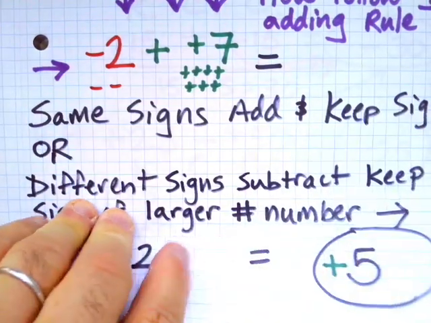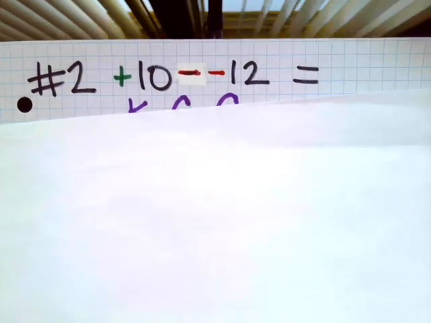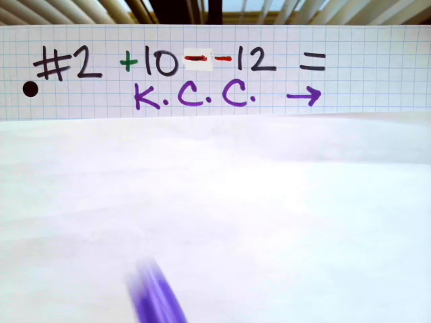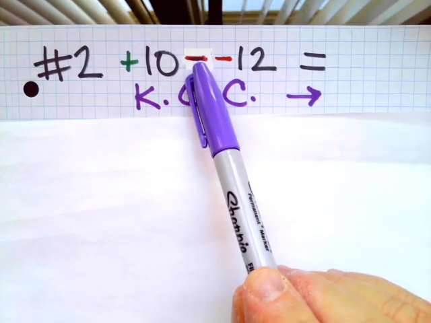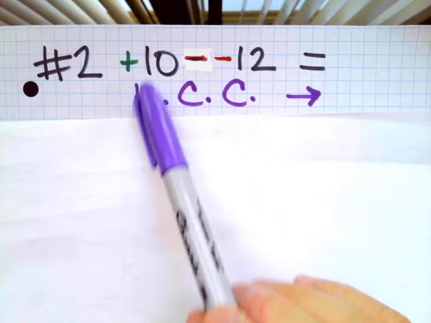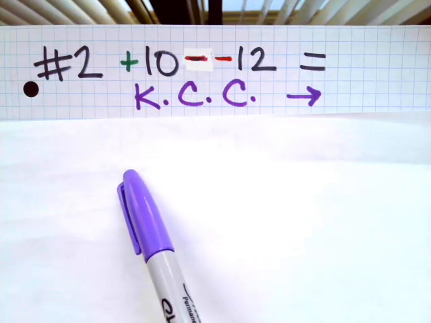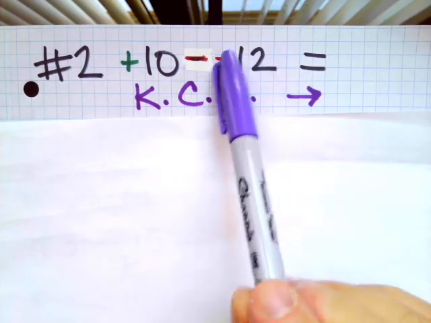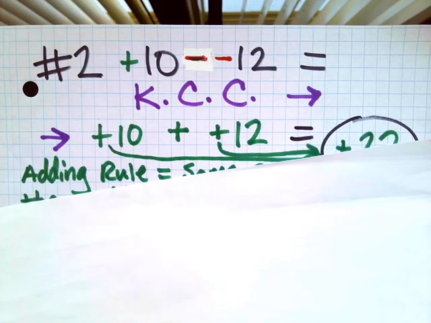All right, I got some more examples for you. We have number 2 here. We have positive 10 minus a negative 12. Because it's subtraction, the first thing I do is a keep, change, change. I'm going to keep that positive 10. I'm going to change subtraction to addition. I'm going to change the negative 12 into a positive 12.